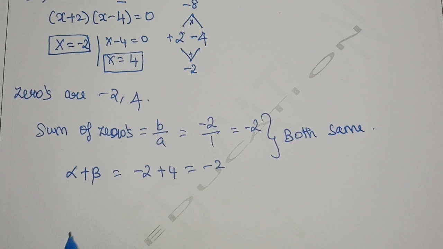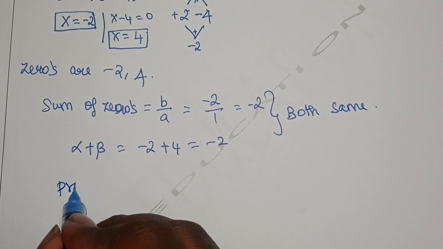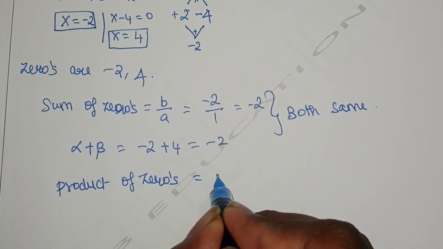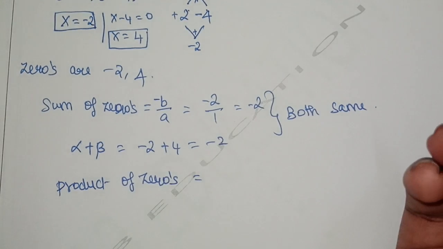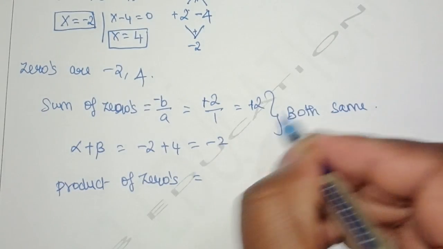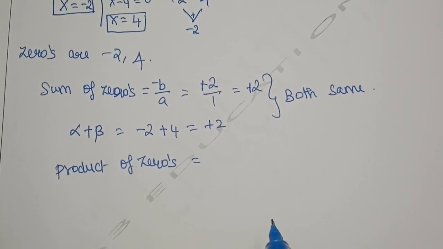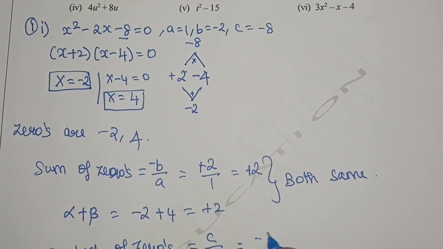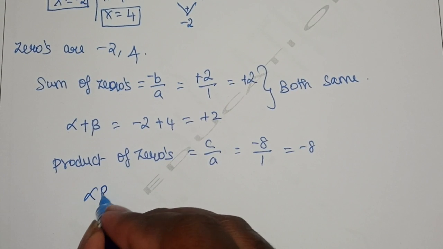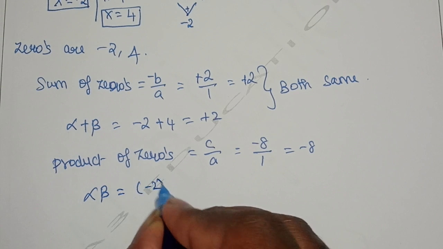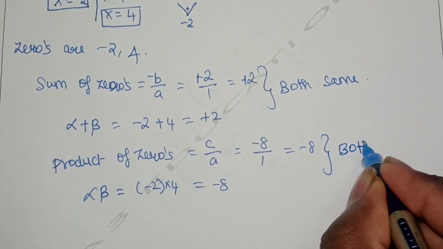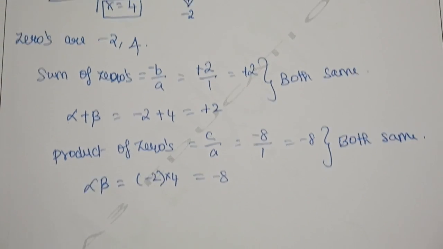Okay, now we are verifying the product of zeros, which is equal to c by a. Here c is equal to minus 8 by a, which is 1, therefore minus 8. Product alpha beta: here alpha is minus 2, beta is 4, therefore multiplying we get minus 8. Both same, hence verified.